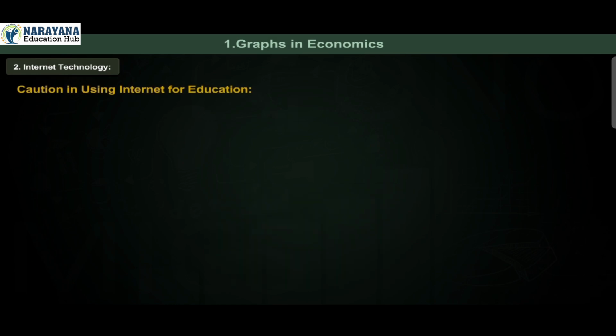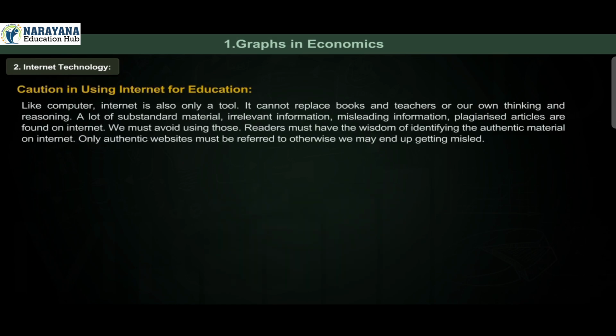Caution in using internet for education. Like computer, internet is also only a tool. It cannot replace books and teachers or our own thinking and reasoning. A lot of substandard material, irrelevant information, misleading information, plagiarized articles are found on internet. We must avoid using those. Readers must have the wisdom of identifying the authentic material on internet. Only authentic websites must be referred to, otherwise we may end up getting misled.